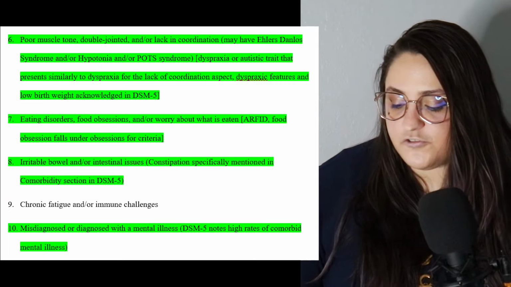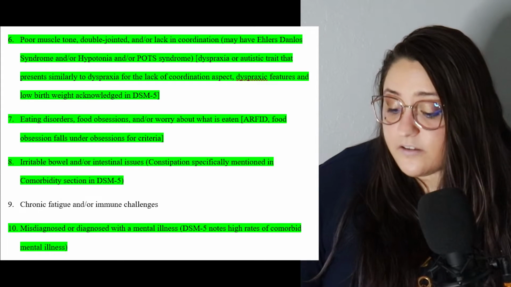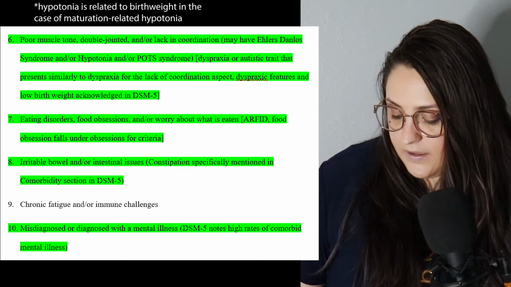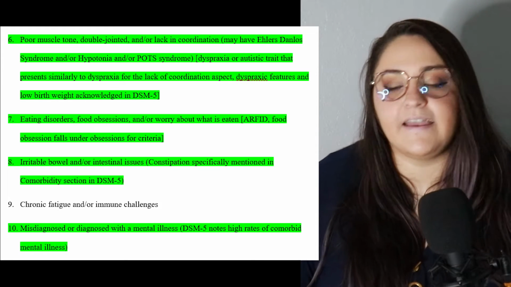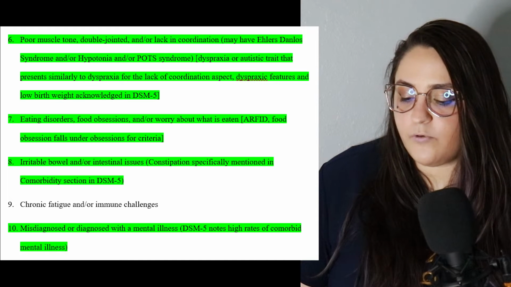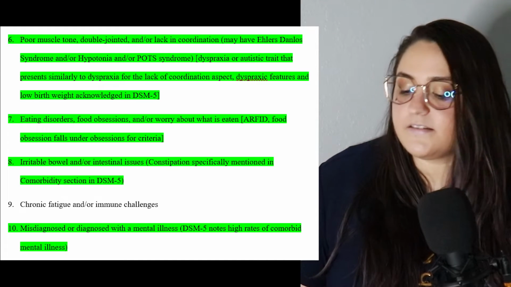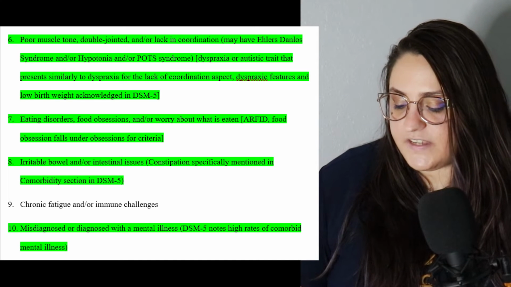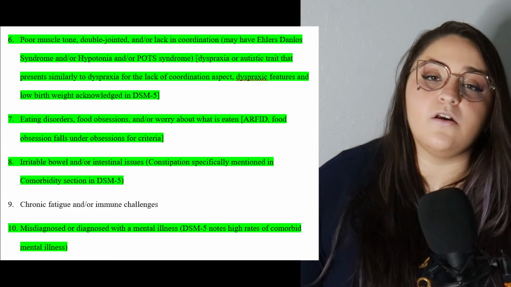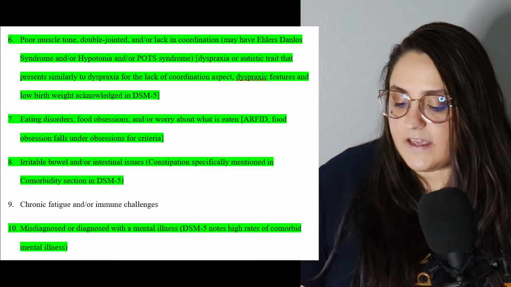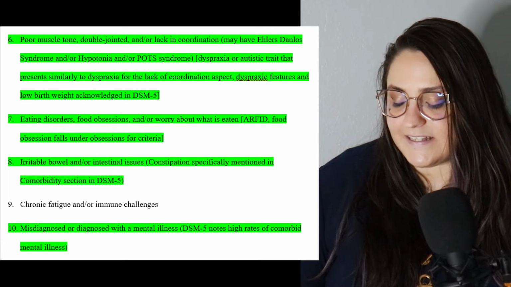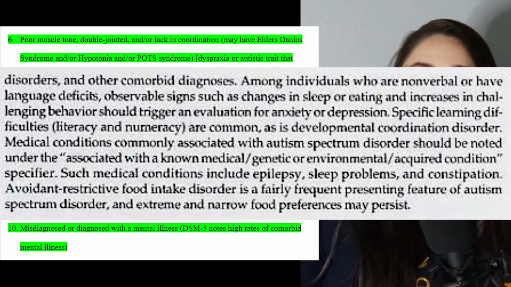Poor muscle tone, double jointed and or lacking coordination, may have Ehlers-Danlos syndrome and or hypotonia and or POTS syndrome. So I put this as green for the lack in coordination. I have seen poor muscle tone, double jointed, EDS, hypotonia, POTS, etc. anecdotally. Eating disorders, food obsessions, and or worry about what is eaten. This can be ARFID, this can be food obsessions, and so I put this under the obsessions criteria. Irritable bowel and or intestinal issues. Constipation was specifically mentioned in the comorbidity section of the DSM-5, so I went ahead and put this one in green.